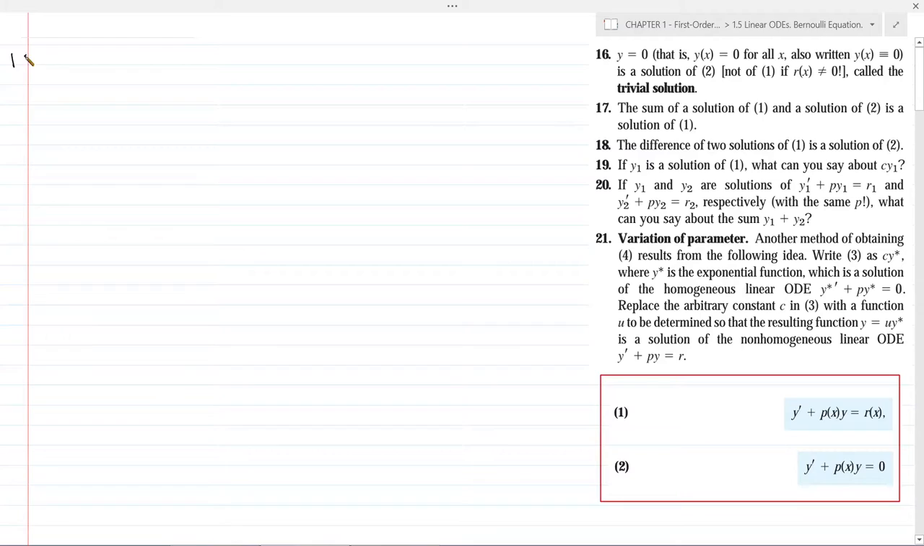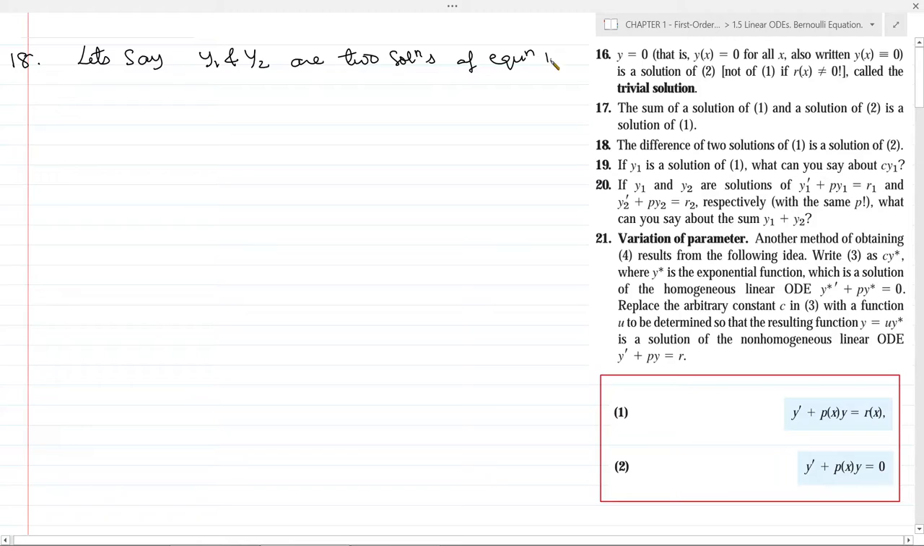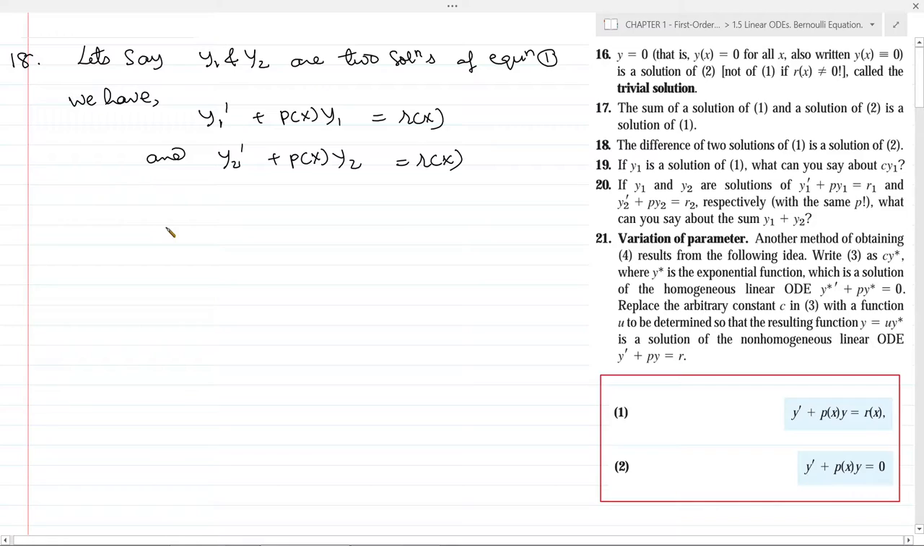Question 18. The difference of two solutions of equation 1 is a solution of equation 2. So, let's say y1 and y2 are two solutions of equation 1, then we have y1 dash plus p of x y1 equal to r of x, and we also have y2 dash plus p of x y2 equal to r of x. Now, we have to show that the difference of the solutions, y1 minus y2, is a solution of equation 2.